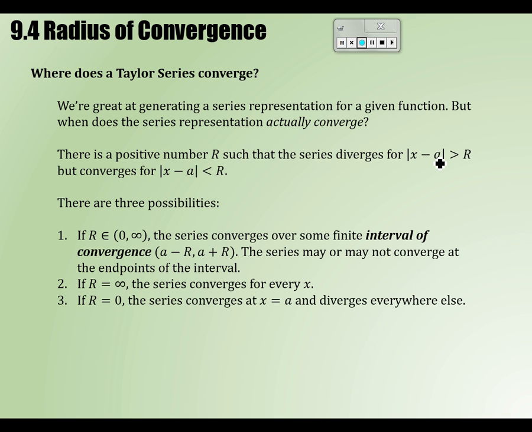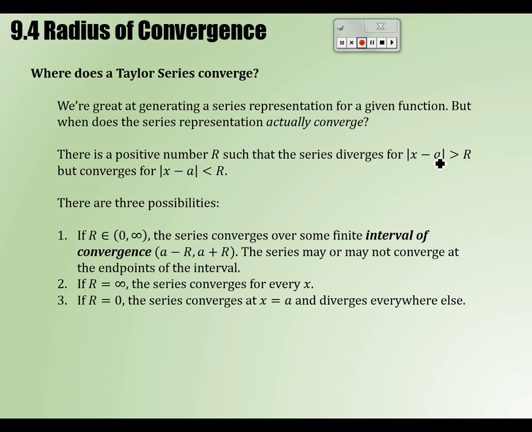And if capital R is 0, look at what these inequalities would say. What this inequality says is that the absolute value of x minus a is less than 0. That's when this converges. Well, that doesn't happen anywhere, except at the center, right? And it diverges everywhere else. So the last one here is like the worst case scenario, right?